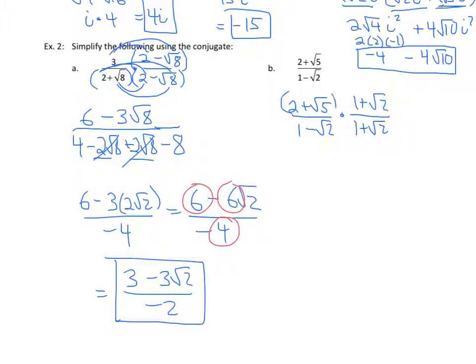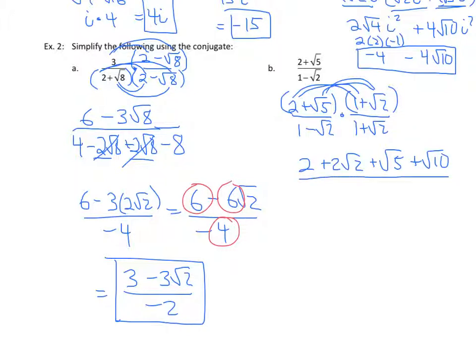On the top, we have to distribute. 2 times 1 is 2. 2 times radical 2 is 2 root 2. 1 times radical 5 is radical 5. And square root of 5 times square root of 2 is square root of 10. Then on the bottom, 1 times 1 is 1.